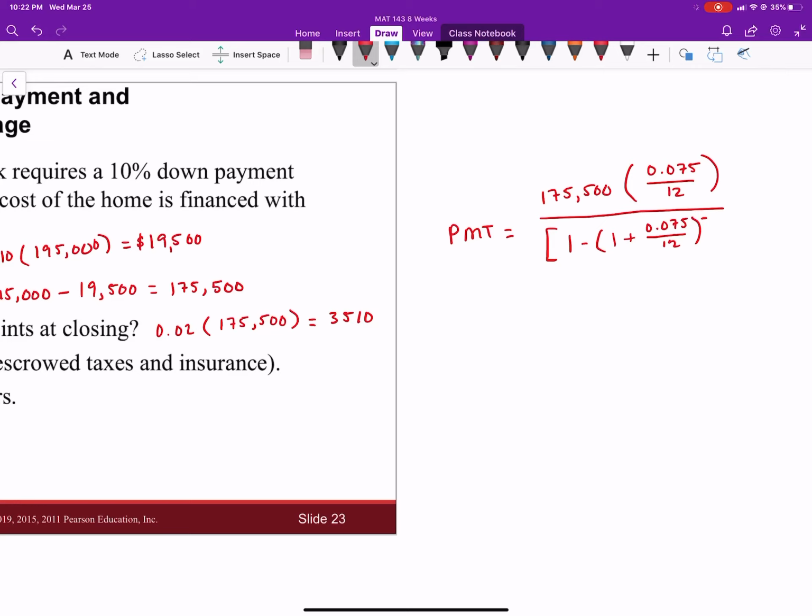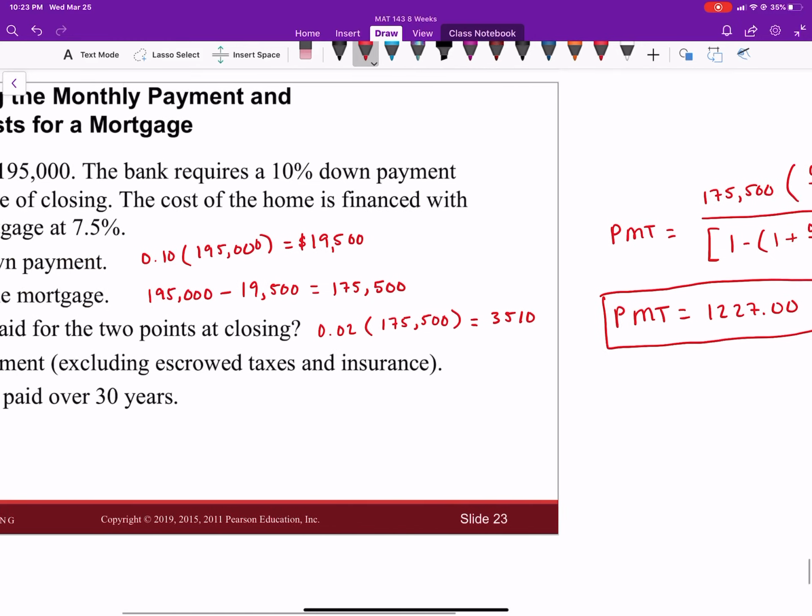In this case, our N would be 12 and our T would be 30, so it'll be 12 times 30. Then we close our bracket. So we got PMT is equal to roughly about $1,227 per month. So your payment per month would be around $1,227. Make sure you go back through this problem to understand how much you'll be paying at these rates. Now, we have one more thing that we have to do.